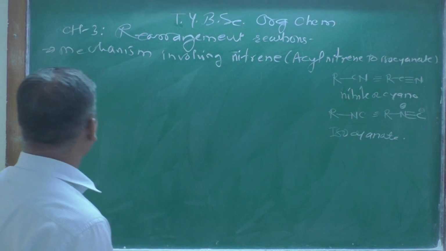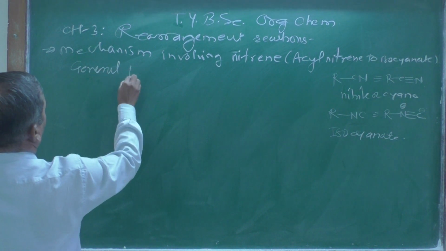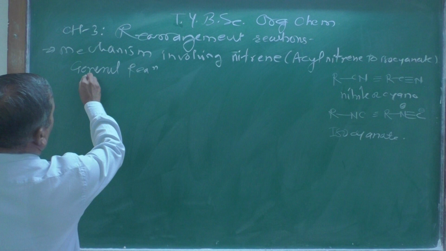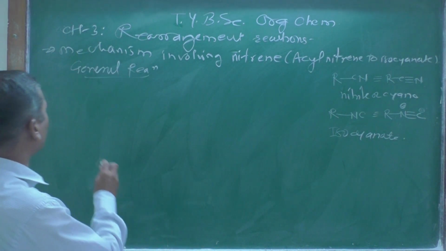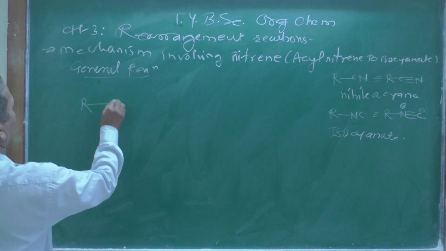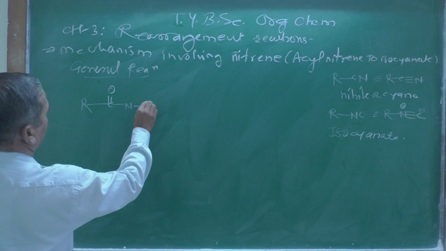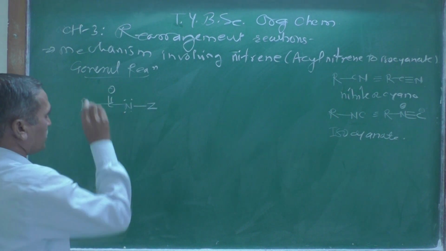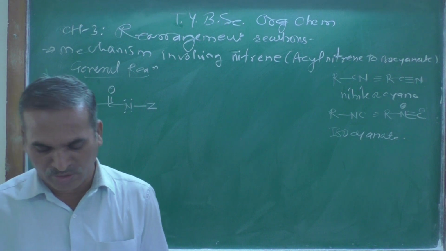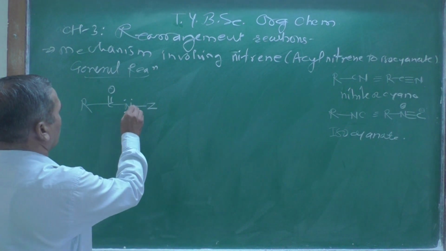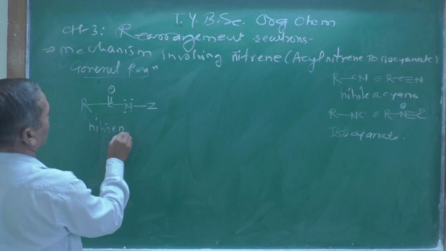Now let us look at the general reaction over here. Generally, let us see it as a nitrene. How do you get a nitrene? C double bond O, then N, and here Z is written. This nitrene is electron deficient, only 2 bonds present over there, and therefore this type of species is called a nitrene, right?